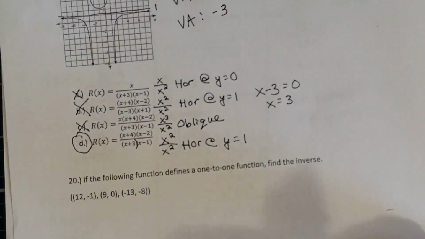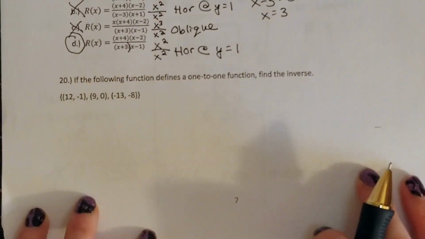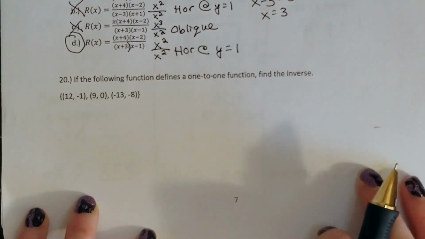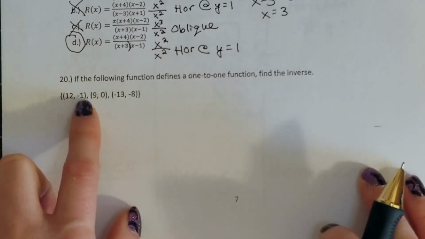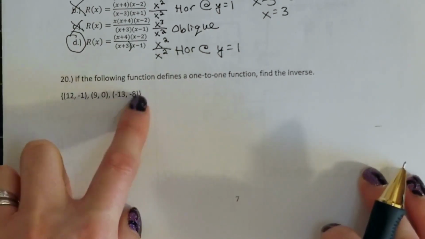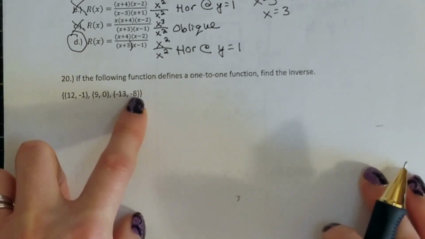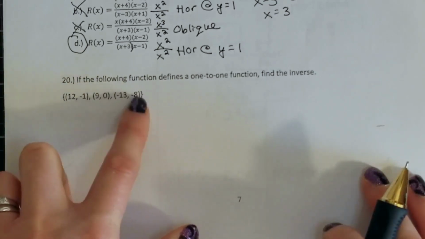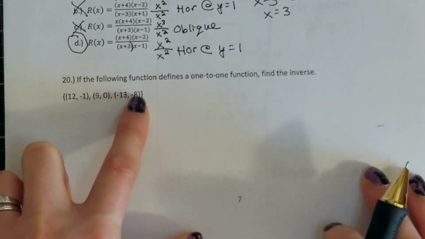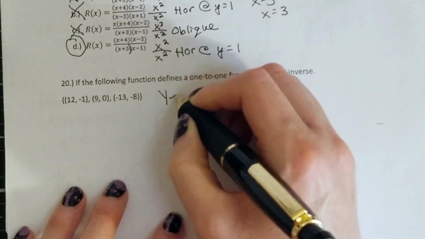All right, question number 20. If the following function defines a one-to-one function, find the inverse. Okay, so what you want to do is look at the y numbers and make sure they're not the same. So I have a -1, a 0, and a -8. So we are good. If I had -1 printed twice or a 0 printed twice in the y coordinate spot, then this would be no, it's not 1-to-1. So yes, this is 1-to-1.